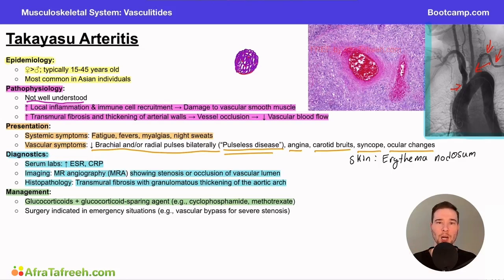Because in general, this is an autoimmune type condition or an inflammatory condition. We're using a lot of things to suppress that system, to suppress the inflammation or the reaction of the body to itself. We also want to consider things like surgery in an emergency situation.